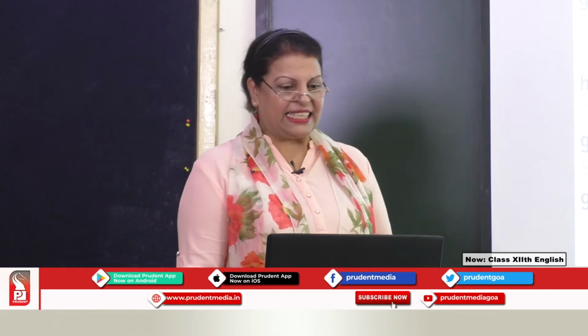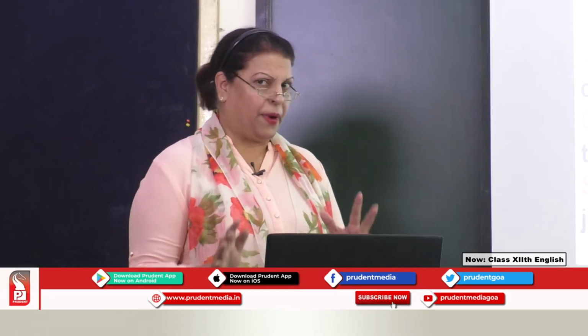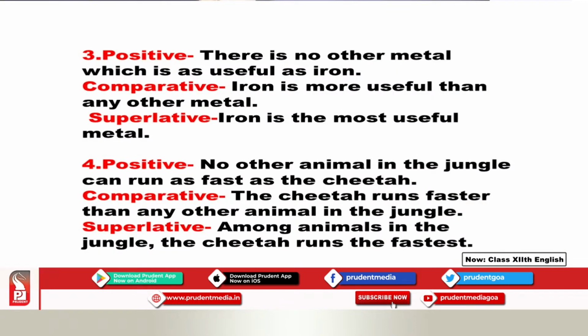Apply the same rule to the next sentence. The positive: no other girl in the group is as happy as Sia. The comparative: Sia is happier than any other girl in the group. And the superlative: Sia is the happiest girl in the group. 2 more sentences just for practice. The positive: there is no other metal which is as useful as iron. Comparative: iron is more useful than any other metal. The superlative: iron is the most useful metal.